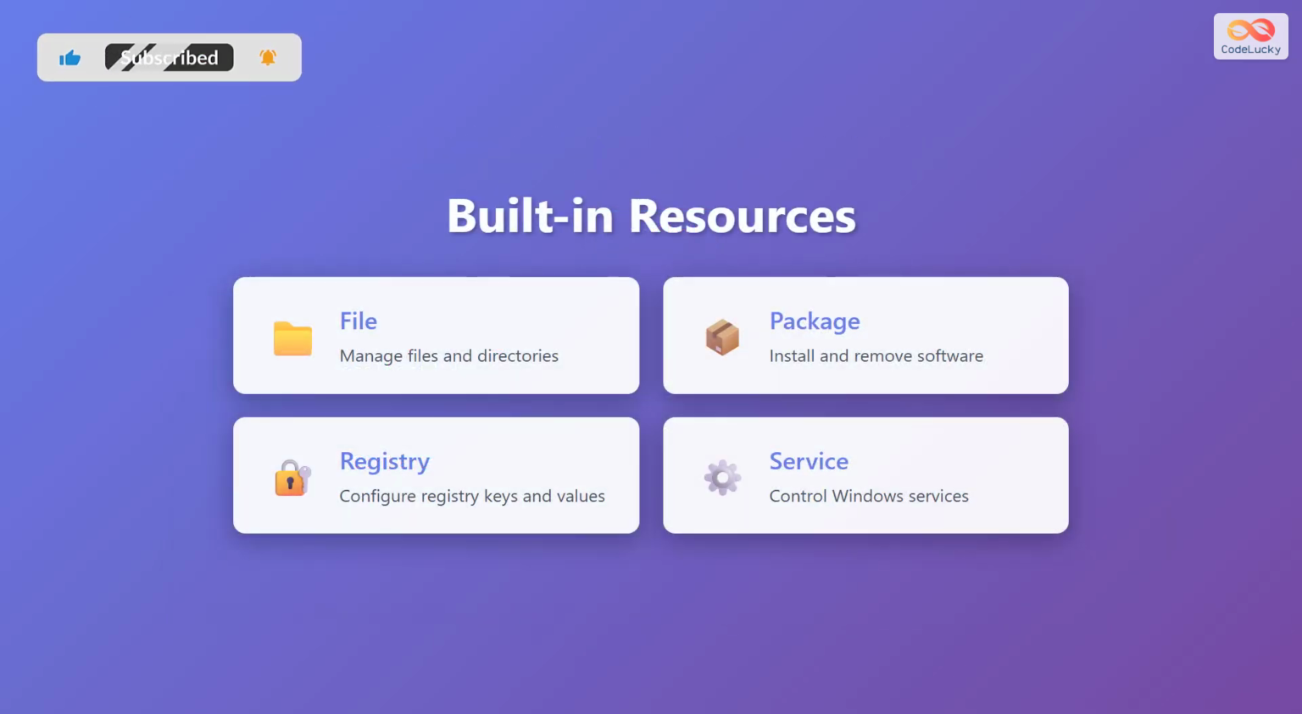PowerShell DSC comes with many built-in resources. The file resource manages files and directories. The package resource handles software installation and removal. The registry resource configures registry keys and values on Windows systems. And the service resource controls Windows services, allowing you to ensure services are running or stopped as needed.